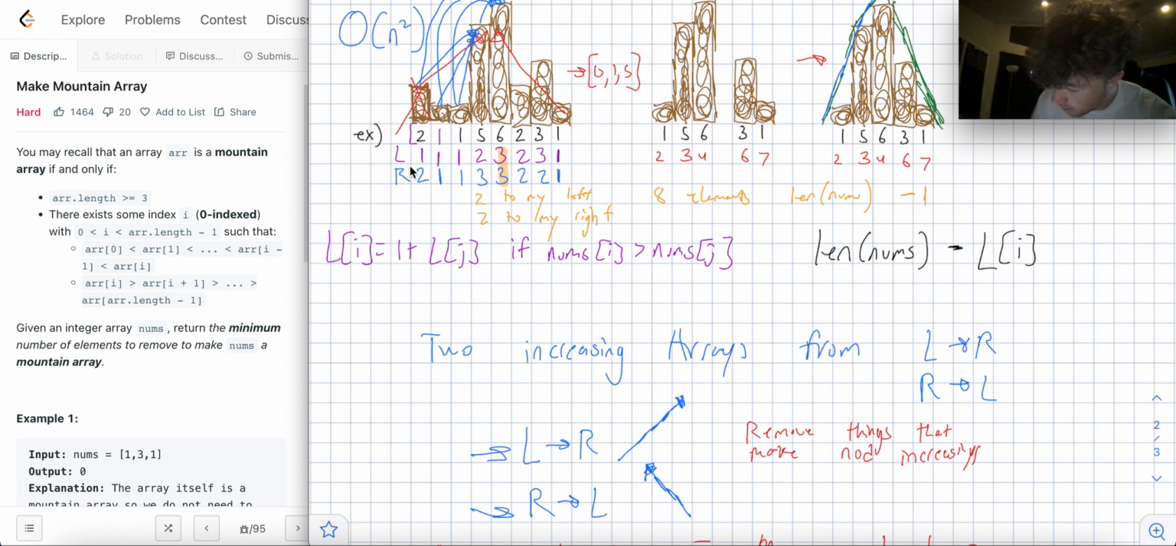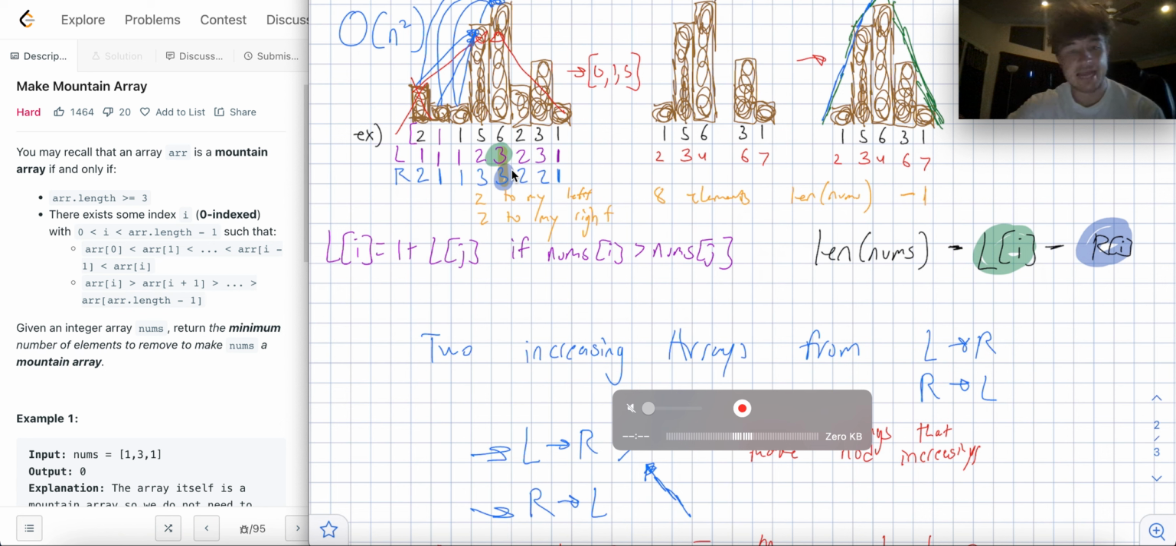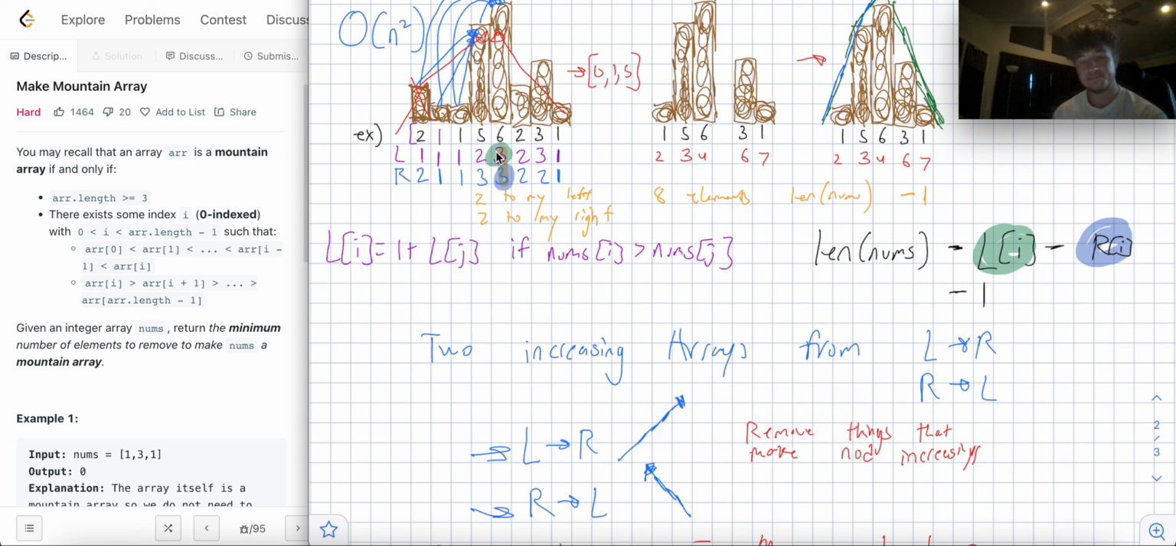So I'm going to color code this. So this is L of I, and then my subsequence to the right, which would be R of I. And then I overcounted once, right? Because I'm counting this 3 twice, right? Because there's 2 to my right that I'm including, and there's 2 to my left that I'm including, and then myself of 1 makes 3. So then just subtract 1 from that.